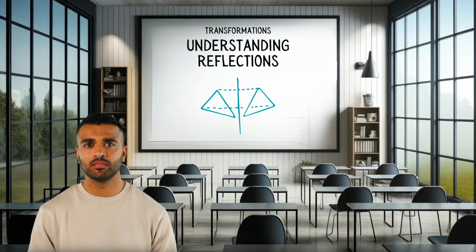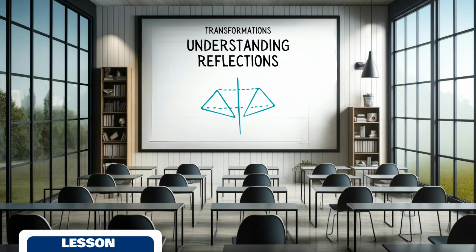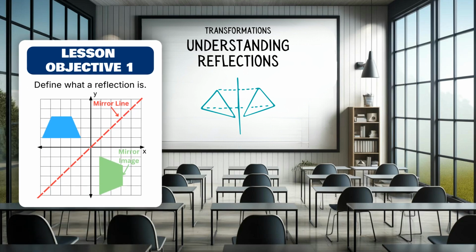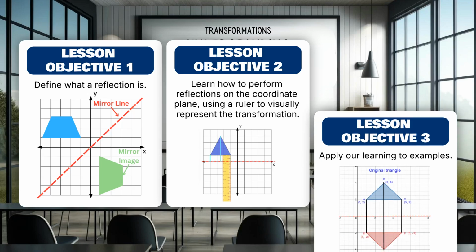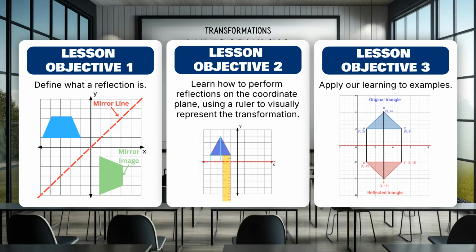In this lesson, we'll build on what we already know about shape transformations by diving into reflections. First, we'll understand what a reflection is in the context of geometry. Then, we'll learn how to perform reflections on the coordinate plane, using a ruler to visually represent the transformation. Finally, we will look at specific examples to apply this new knowledge and reinforce our understanding.